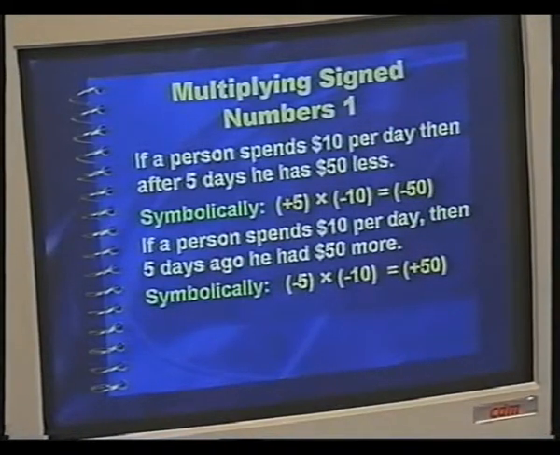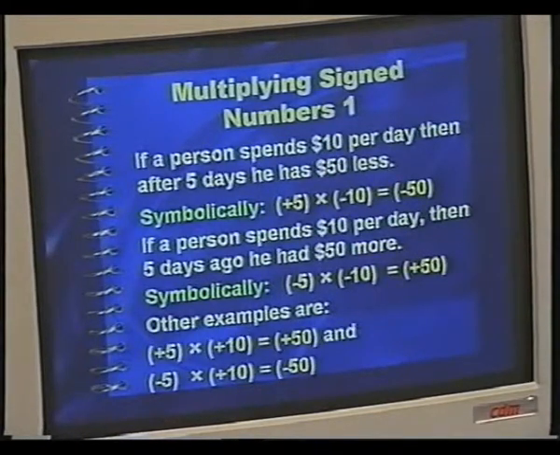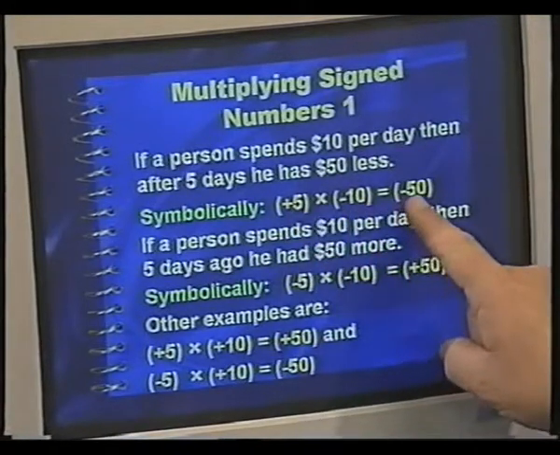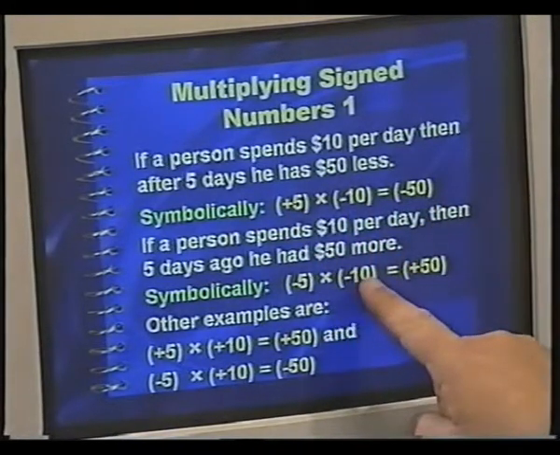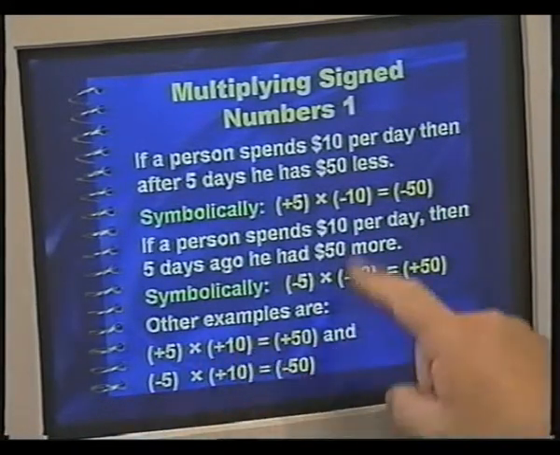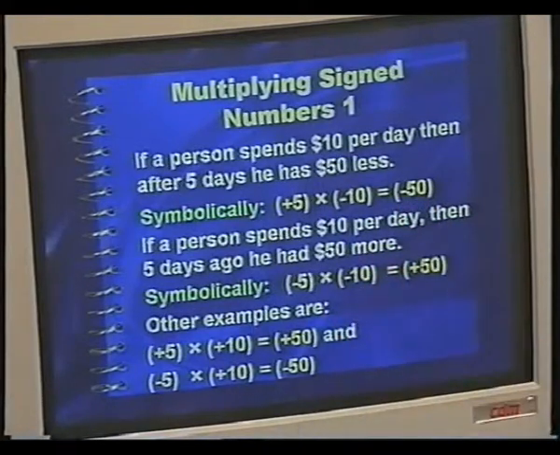And so you see from there that we get a rule. Because there's some other examples there, positive 5 times positive 10 is positive 50, and negative 5 times positive 10 is negative 50. So you see from that there's a rule developing. If these signs are the same, you get a positive answer. If they are opposite, then you get a negative answer. And that's what the rule is about. It's the rule of multiplication.